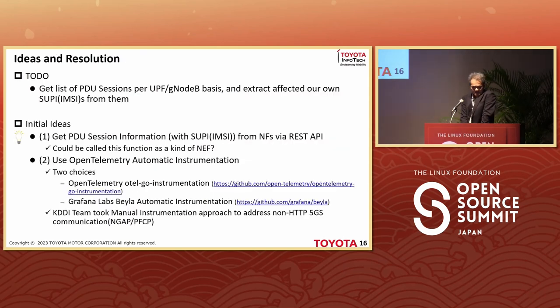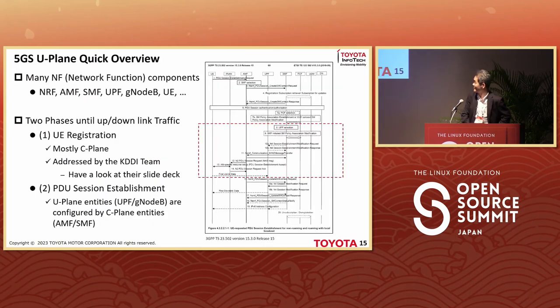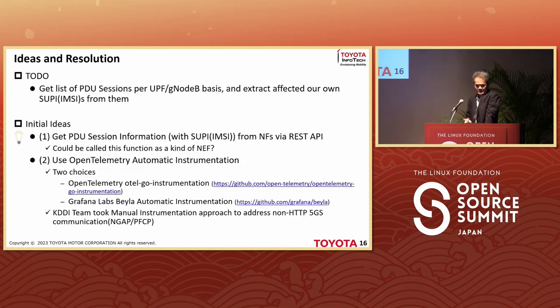And so at this stage, what we have to do is get a list of PDU sessions per UPF or gNodeB, I mean on the basis of the network functions that got troubles. And also extract the affected identifiers of our own. So SUPI and IMSI, in 5G or 4G, are the user equipment identifier terms. And simply speaking, roughly speaking, it's like a phone number, okay.